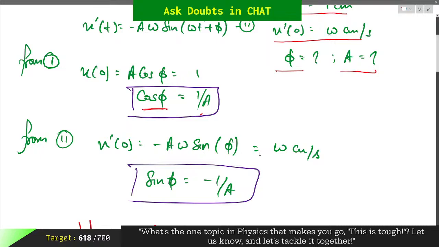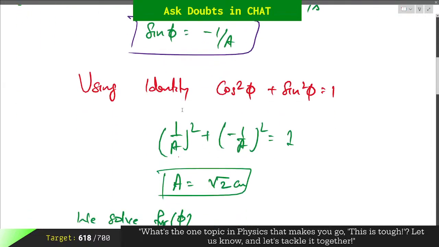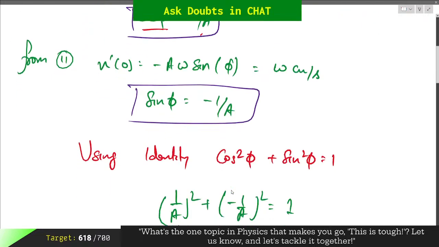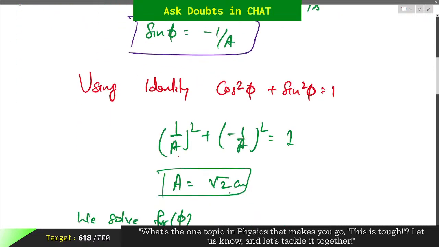From this equation we will get sin φ = −1/A. So using the identity cos²φ + sin²φ = 1, we will simply square these two terms, cos φ and sin φ, and add them. So (1/A)² + (−1/A)² = 1. So A will be equal to √2, and here A was our amplitude. So we have found our amplitude.